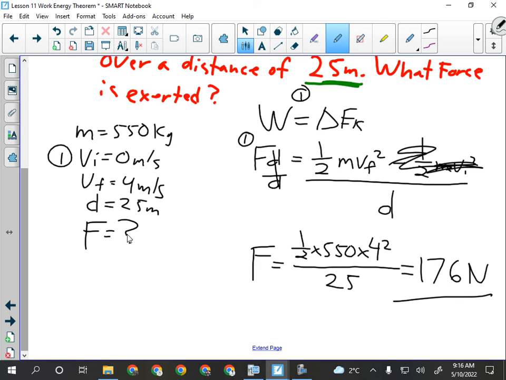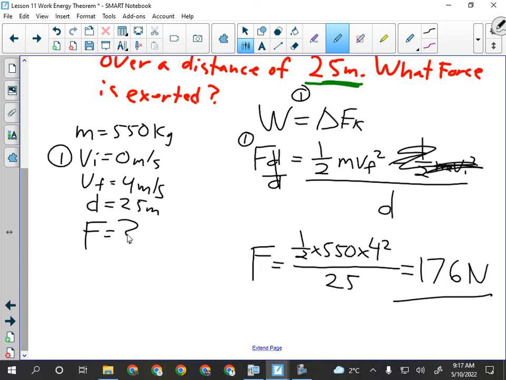I often see people write joules in the wrong place and newtons in the wrong place. So newtons are the units for F. Joules are the units for work or for energy. They're not the same thing. All right, questions on that one?